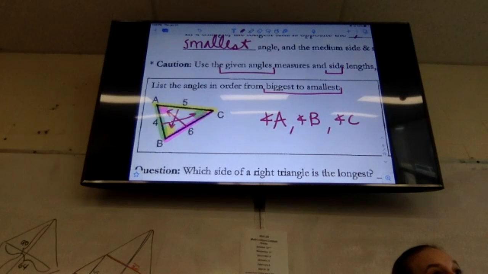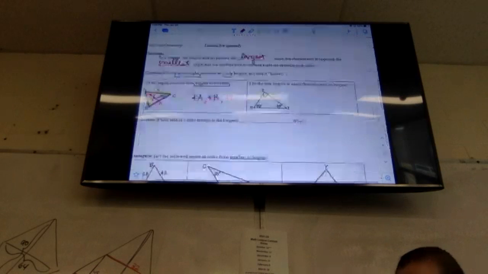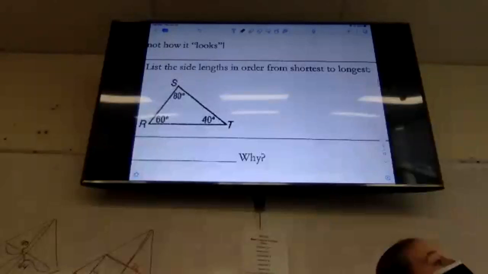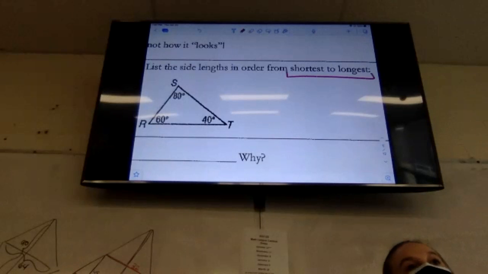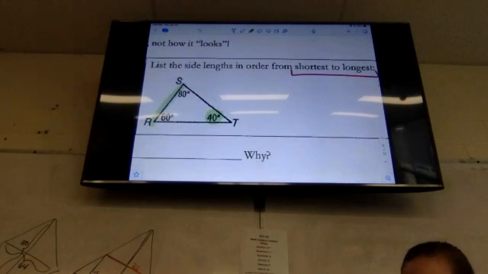Not too bad, right? I don't really think it is, but we'll find out. Can someone help me with this one? Yeah, Tria, we're going from shortest to longest. What's the shortest side? Angle T. Angle T is my smallest angle. So what side goes with that? SR. Awesome. So now we're starting smallest. I'm going to go SR is my first.